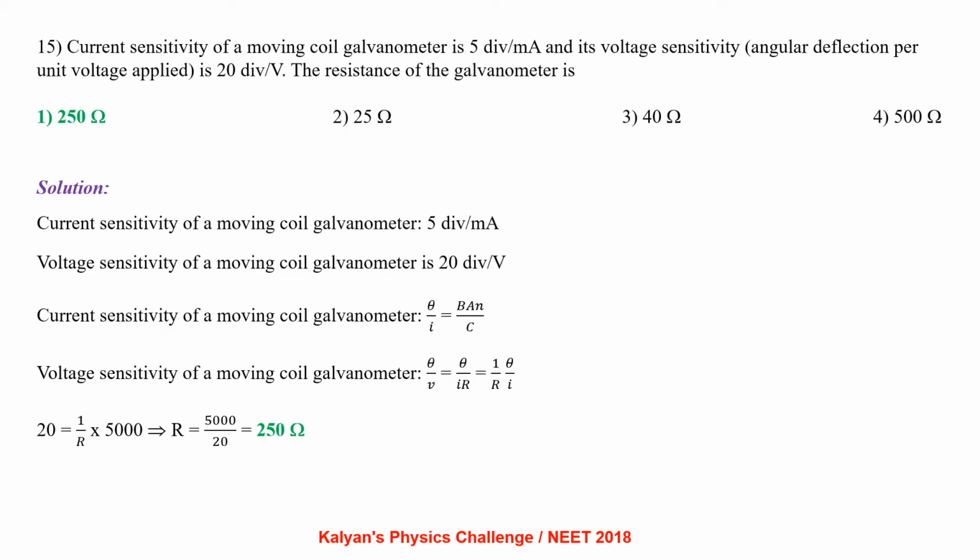Current sensitivity of a moving coil galvanometer is 5 division per milliampere and its voltage sensitivity is 20 division per volt. The resistance of the galvanometer is. Given current sensitivity of the MCG is 5 division per milliampere and voltage sensitivity is 20 division per volt. Current sensitivity is given by theta by I, which is NAB by C. Voltage sensitivity is given by theta by V, which is theta by I into R, that is 1 by R times theta by I. Now substituting these values in voltage sensitivity, we get R equal to 250 ohm.